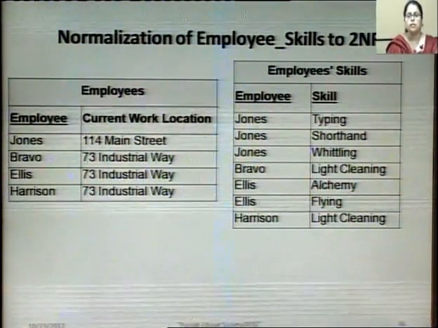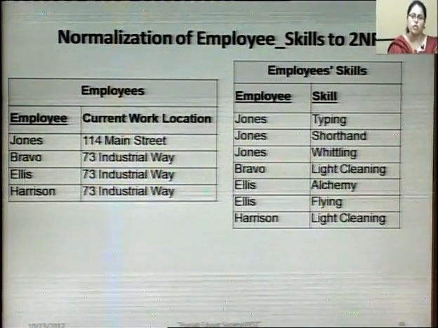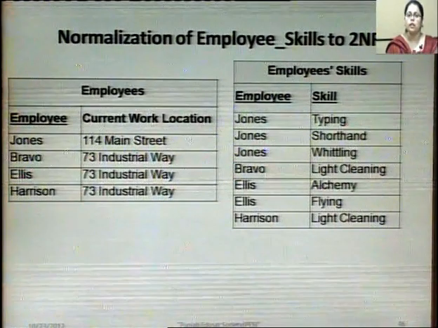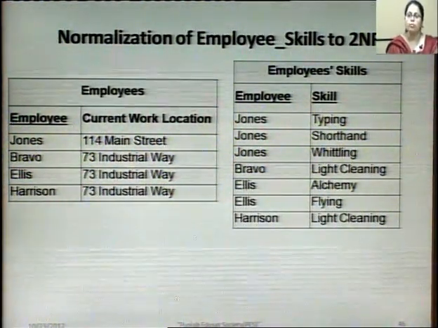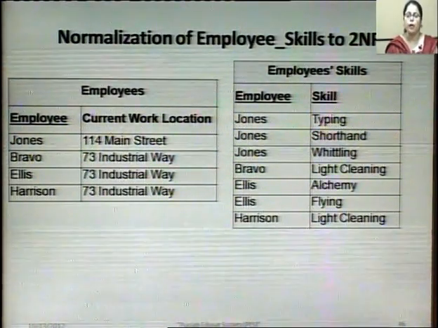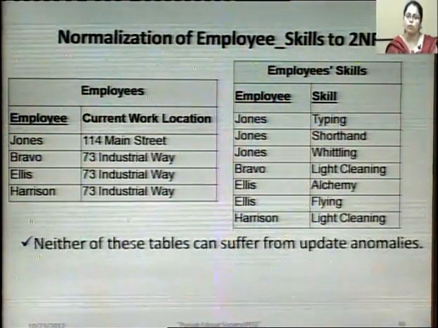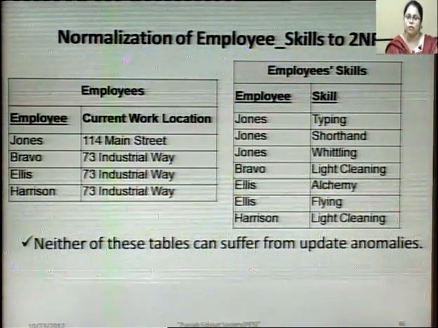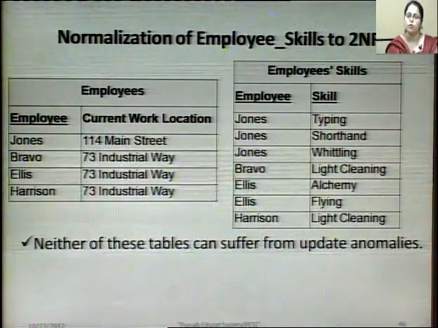For normalizing this relation to second normal form, we have to decompose it into two: employees, which will contain the name of the employee and the current work location, and employees skills, which will contain employee and skill as the primary key. Now these two relations are in second normal form. Neither of these tables can suffer from update anomalies because there is no partial dependency in these two relations.